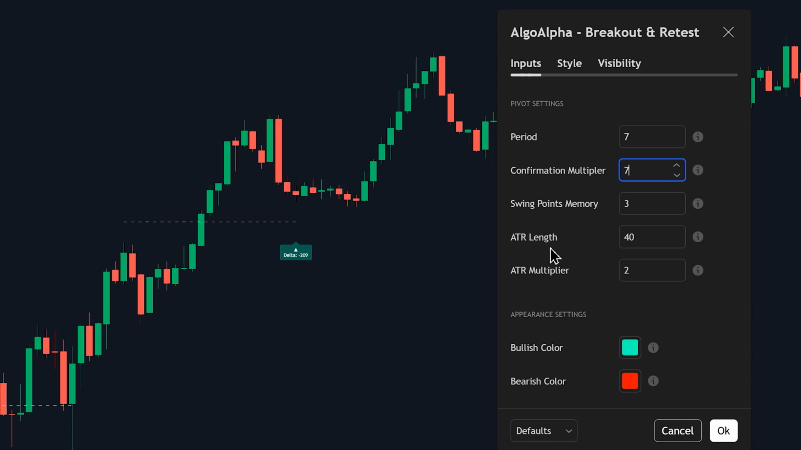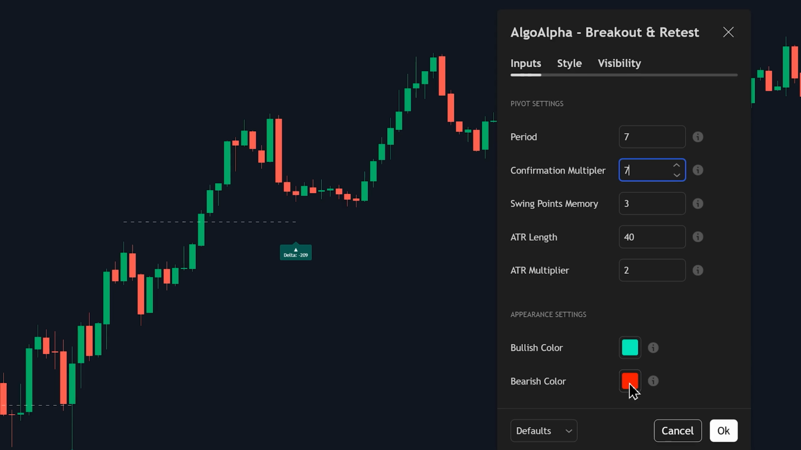The ATR length is basically the length of the average true range used for tolerance, and then here we have a multiplier of 2 as well. Basically, this is going to make the indicator smoother, and the higher this number is, the smoother it'll be. And then you can change the colors for bullish and bearish volumes respectively.